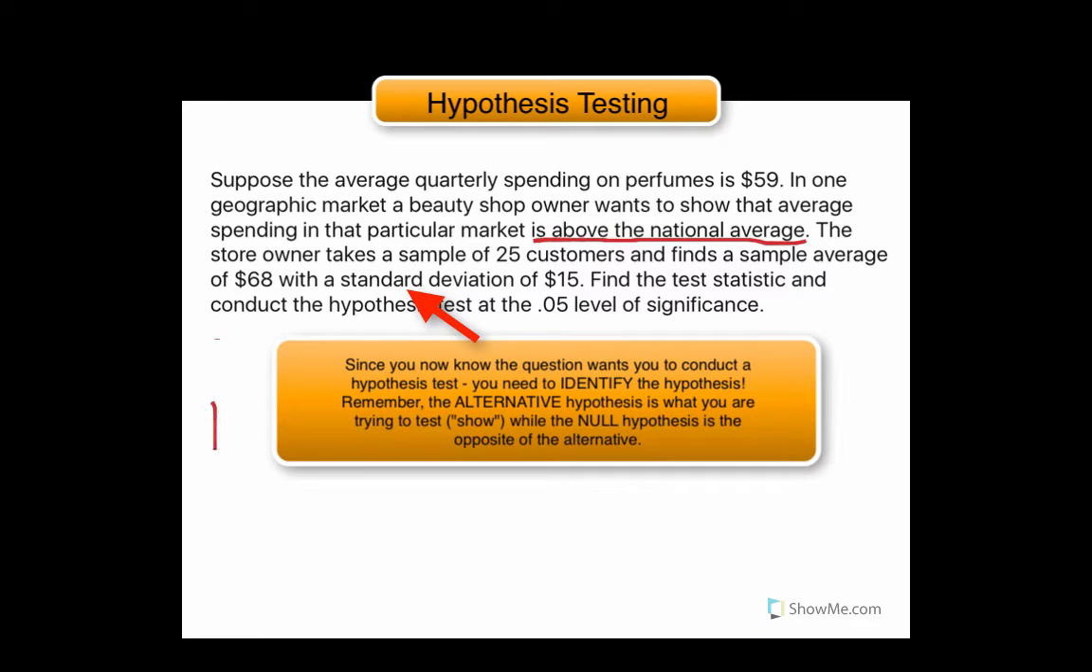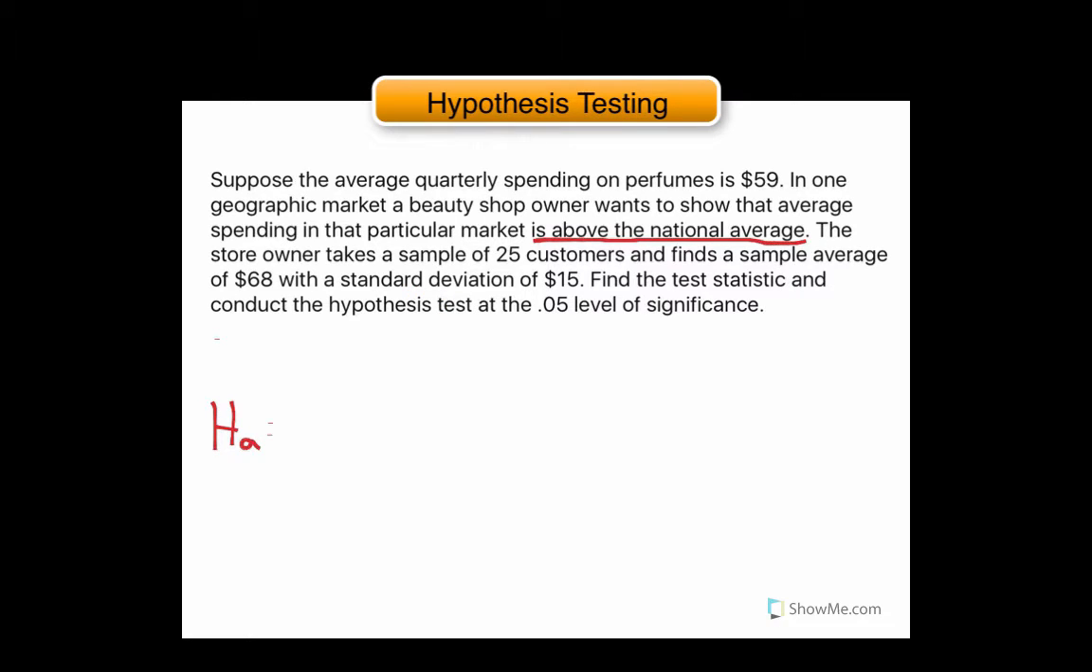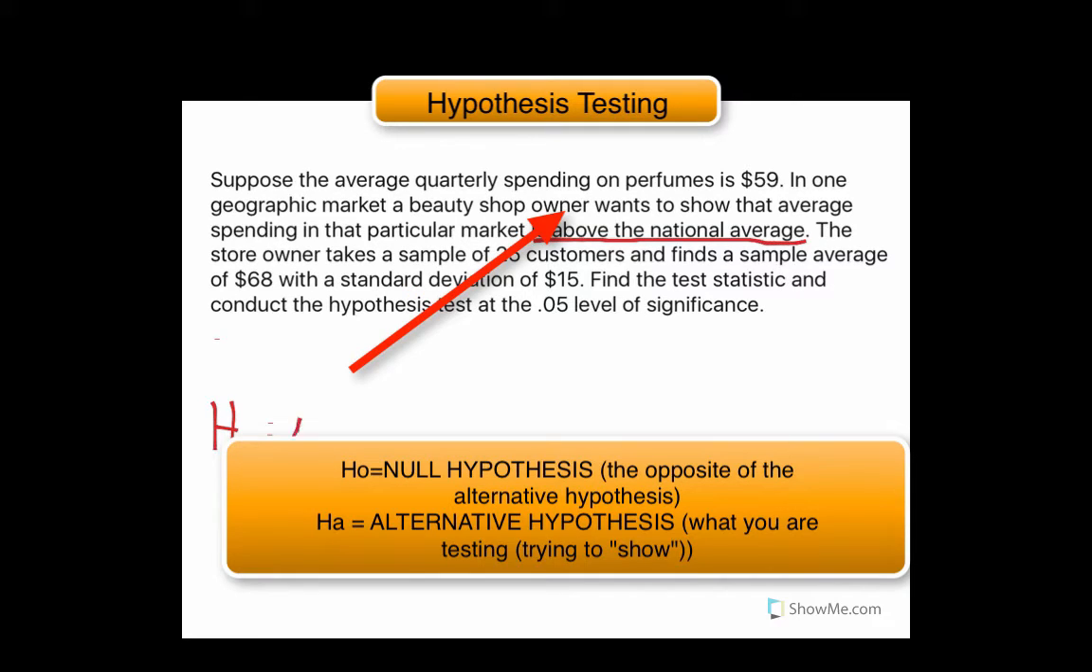So their alternative hypothesis, HA, is that he wants to show that their average is greater than $59, which is the national average. From there, the null hypothesis is always just the opposite. So if it's not greater than $59, their average has to be less than or equal to $59. So those are the hypotheses, and then, like it says, we have to find the test statistic.